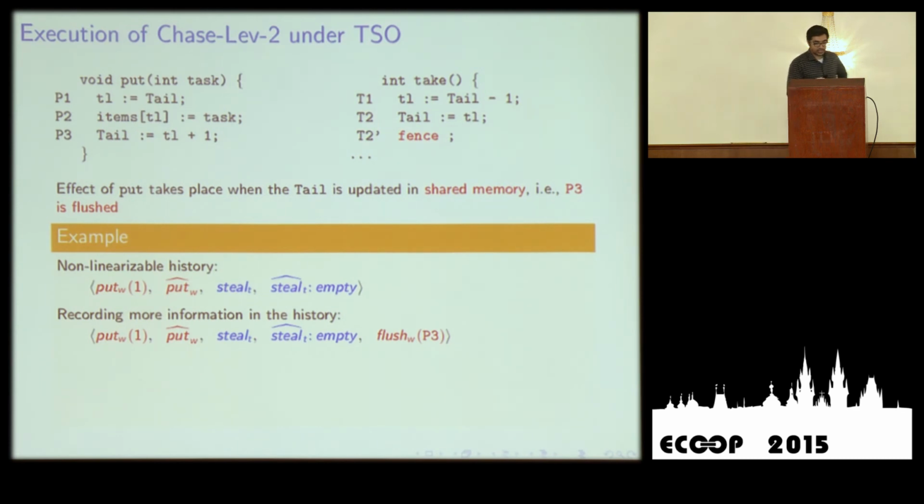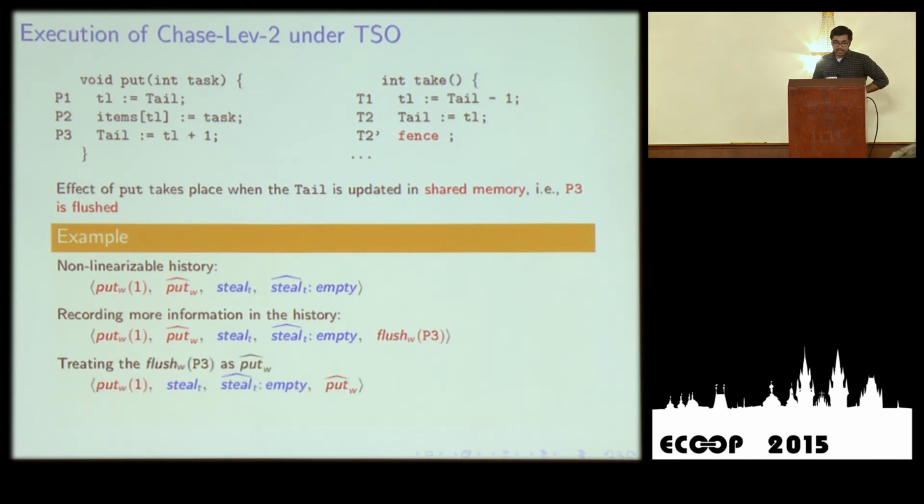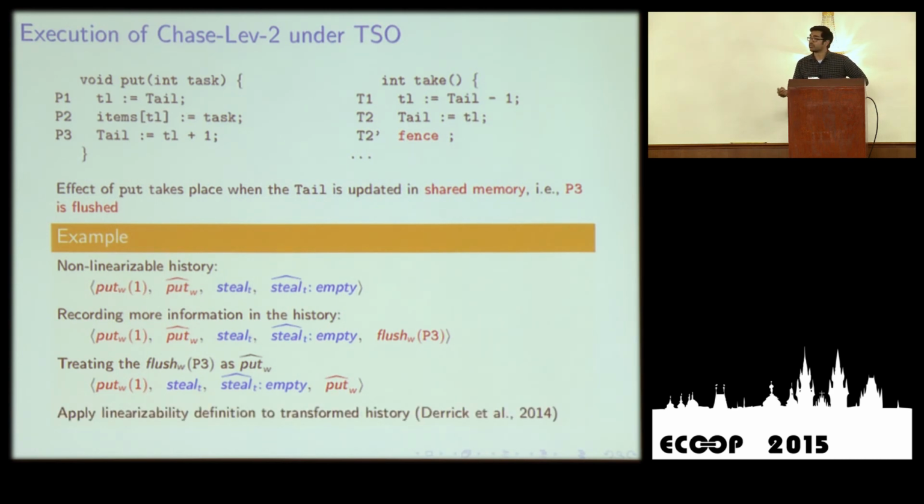So we might end up with a history like this, and we can see that we can somehow work out that maybe the puts and the steals are actually overlapping somehow. Yeah? So if you treat the flush of P3 as being the return of the put operation, then you can transform the history into something like this. And now you can see that the two operations overlap, and you can apply the standard linearizability definition to the transformed history.